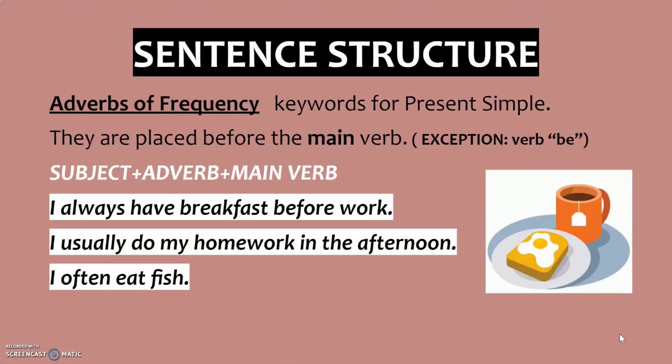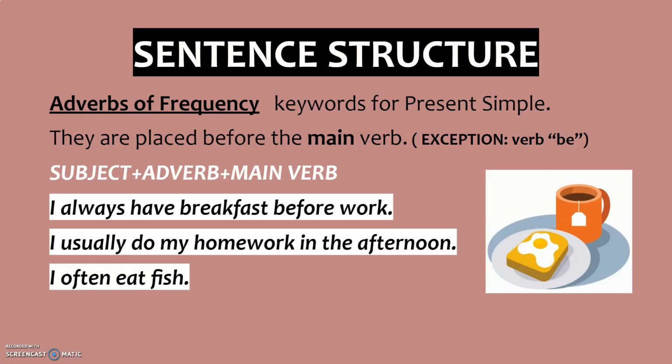Okay, now let's look at the structure. There are 2 structures for using adverbs of frequency. This is the most common one. Subject, adverb, plus the main verb. So, I always have breakfast before work. I usually do my homework in the afternoon. I often eat. So, usually we have the subject, the adverb, and then the main verb. Okay? But not always. The exception is the verb to be.